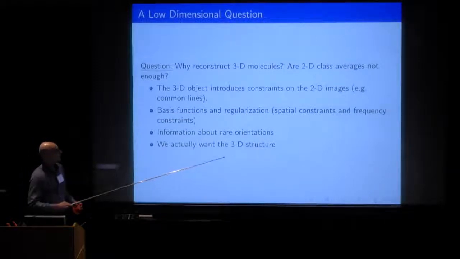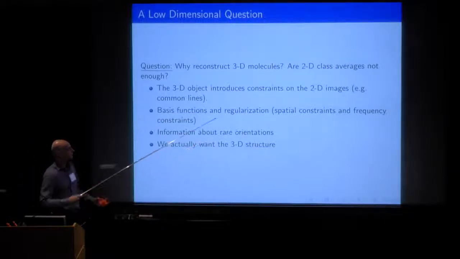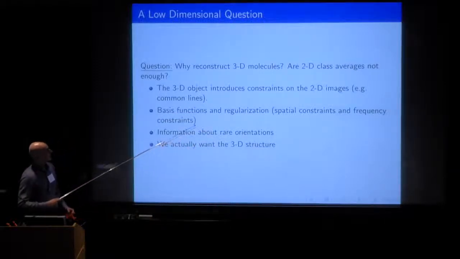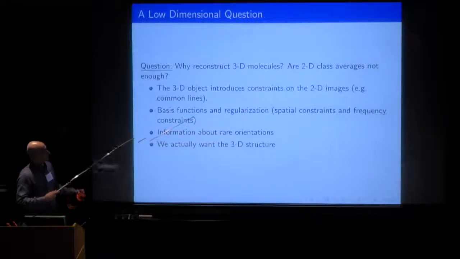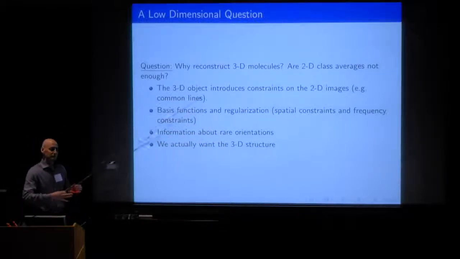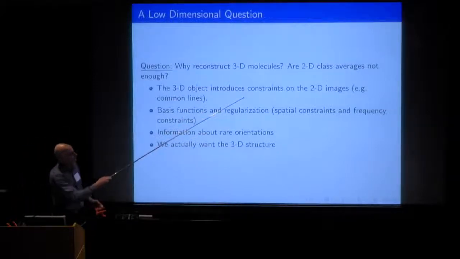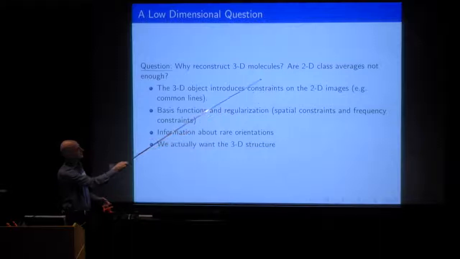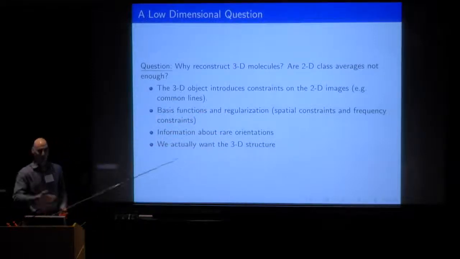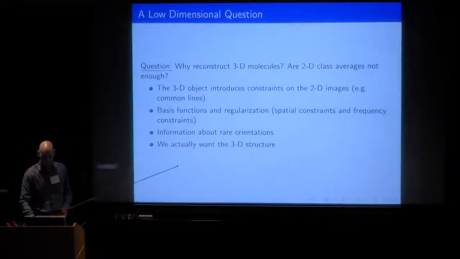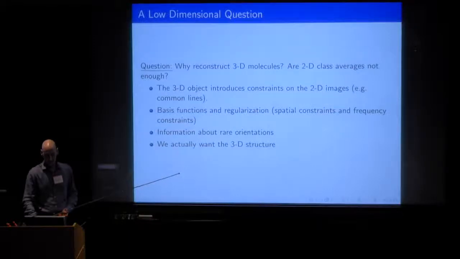There's a way that we can regularize our data through the spatial constraint, frequency constraints. This 3D object introduces these additional constraints on the two-dimensional projection. So there are the common lines. There's things like that. So there's various reasons why we don't just go with the two-dimensional class averages. We actually go to these three-dimensional objects.